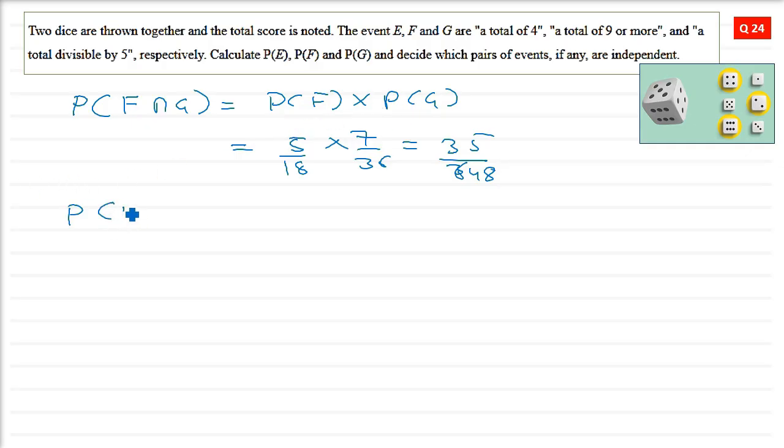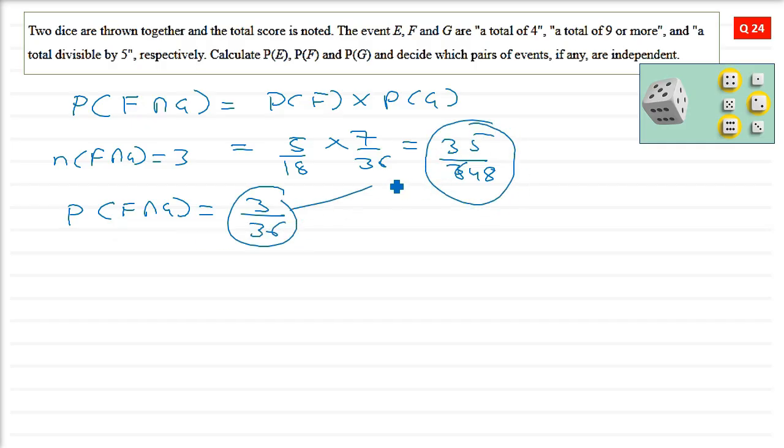How about P of F intersection G? Number of favorable cases divided by total number of cases. What are the favorable cases? The favorable cases are 3. The total number of cases is 36. So is 3 by 36 equal to 35 by 648? No, they are not equivalent. When the intersection is equal to the individual probabilities multiplied, we say these two are independent events.